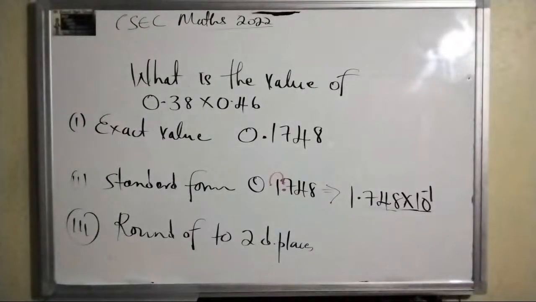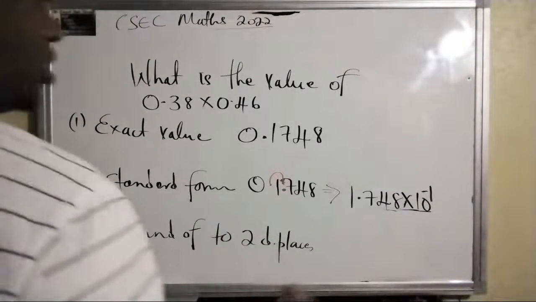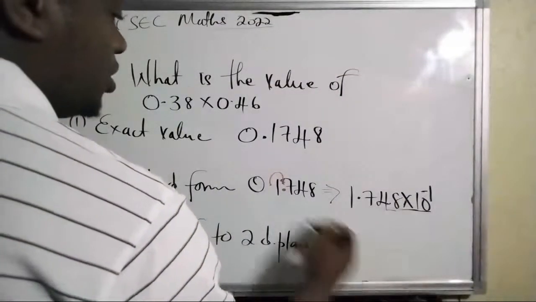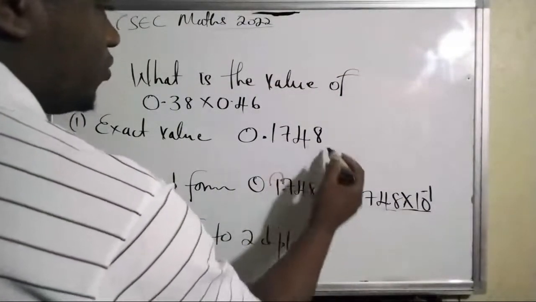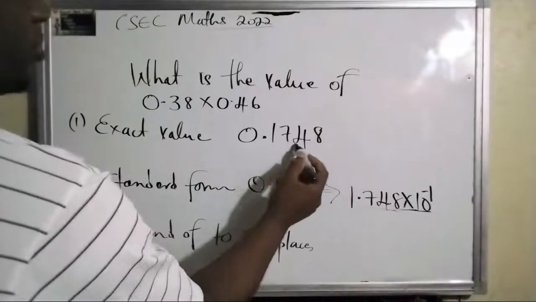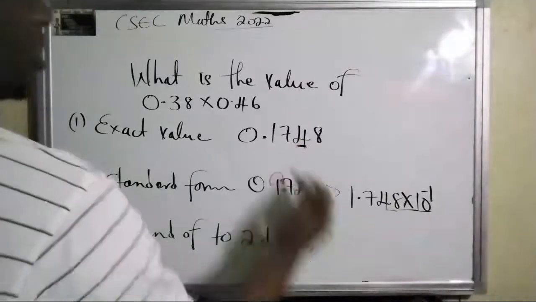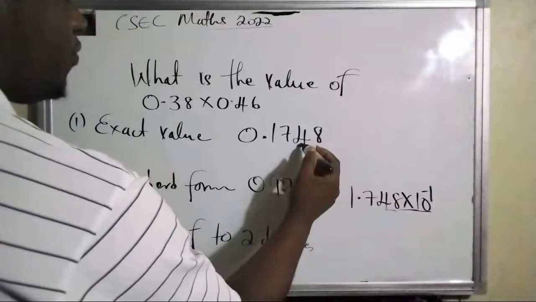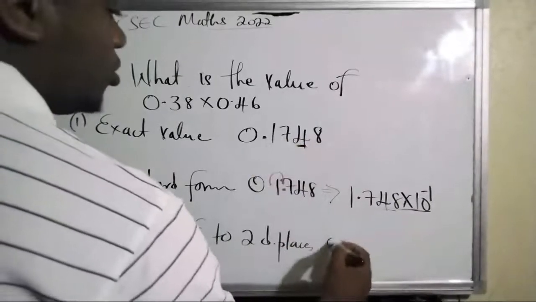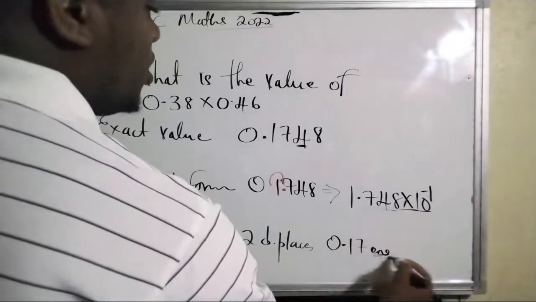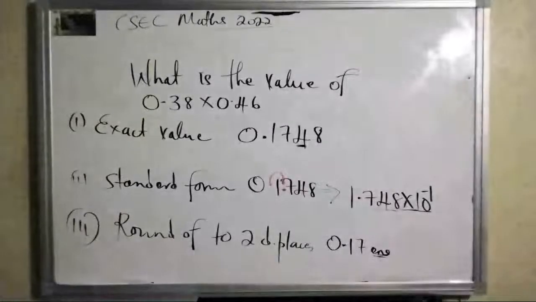Alright, it says round off to 2 decimal places. So again, we go back to the original, which is 0.1748, right? 2 decimal places, we go to the third number to its right, and then this is less than 5, so we can just drop it. So it will be 0.17. Hope everyone understands. Hope everyone got that for their answer.